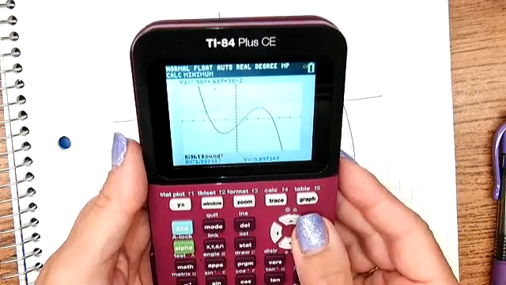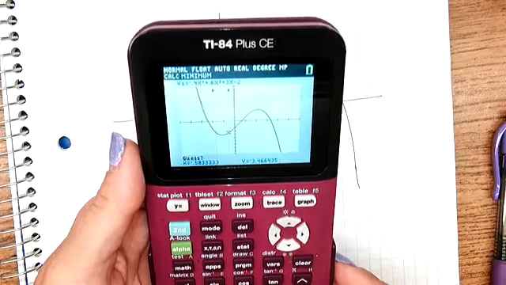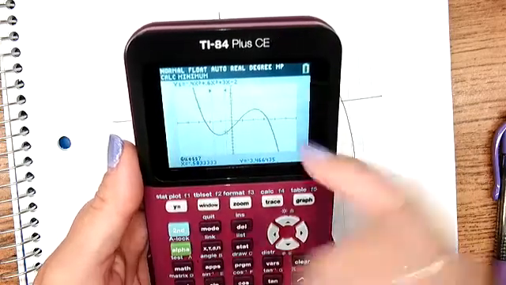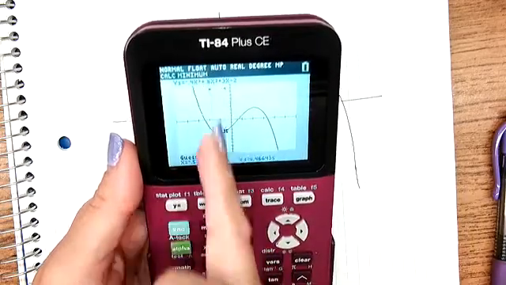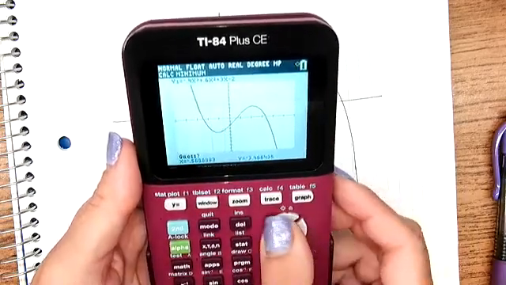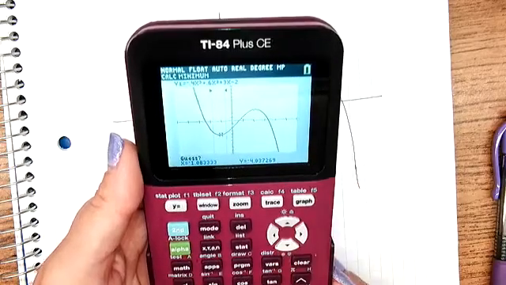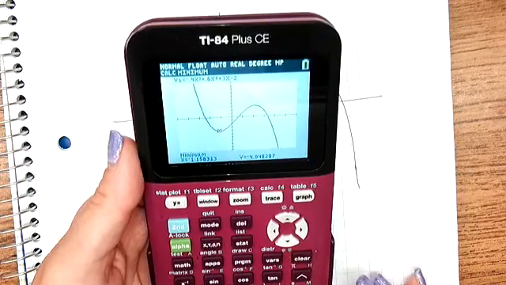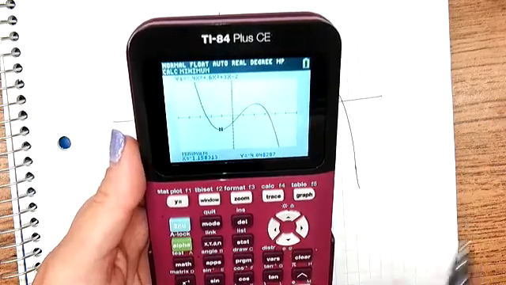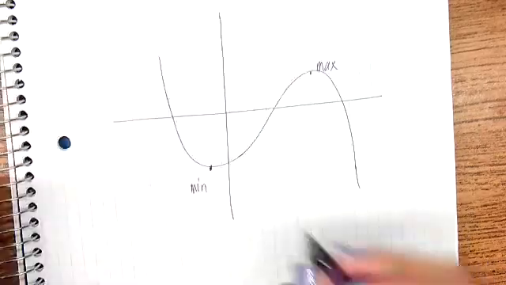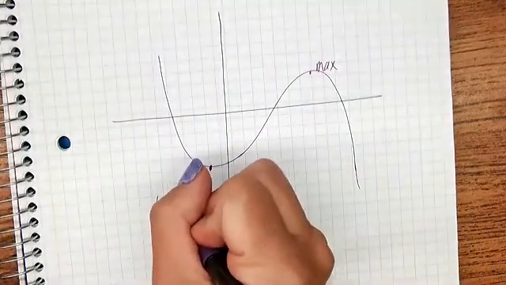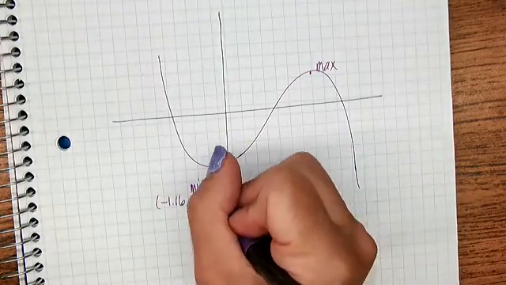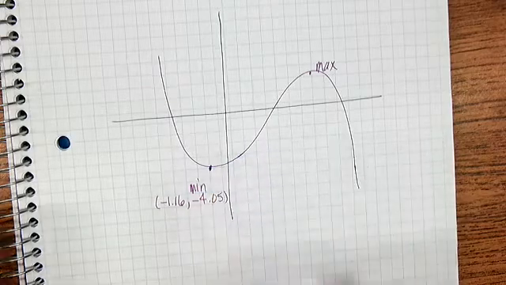And I'm going to arrow to the right. See at the top, the arrows are pointing to each other. So you are telling the calculator, please find the minimum between these two arrows. For the guess, I'm just going to get close to it, push enter. I believe the directions ask you to round to the nearest hundredth. So this point is approximately negative 1.16, negative 4.05.